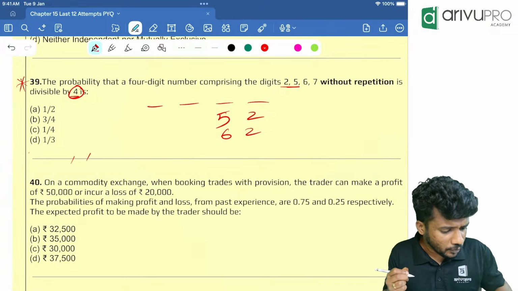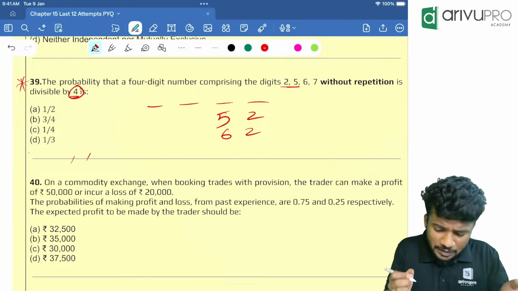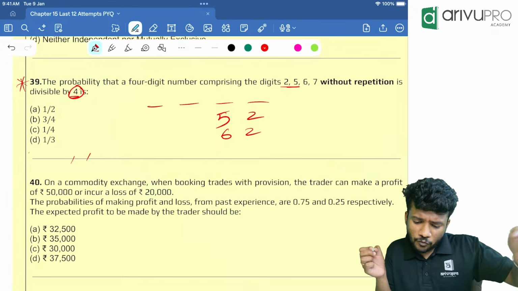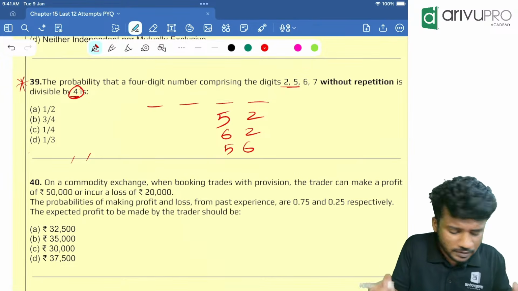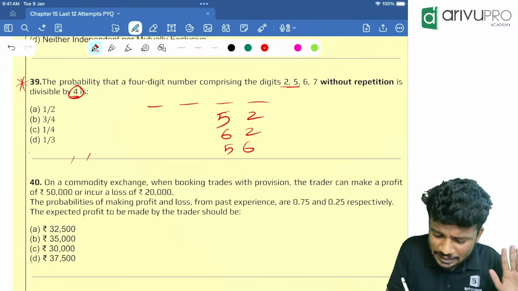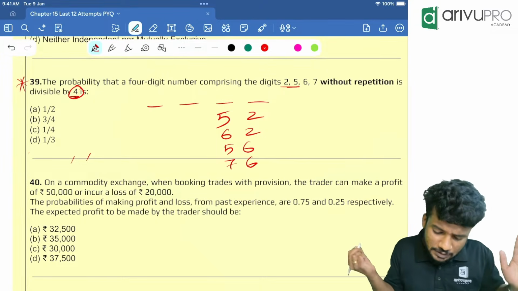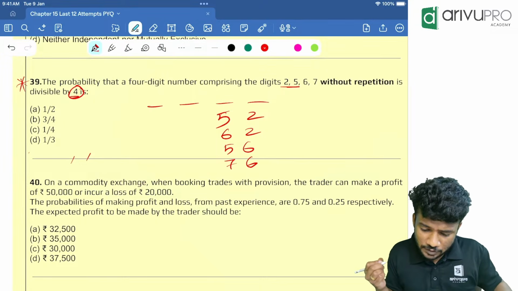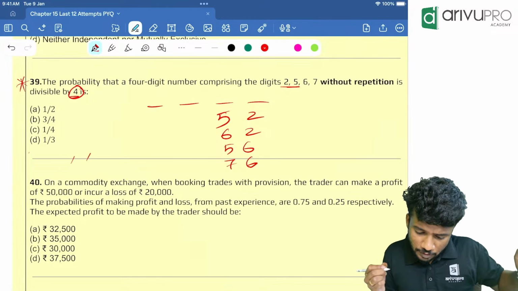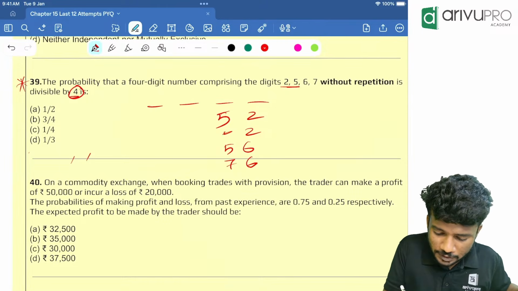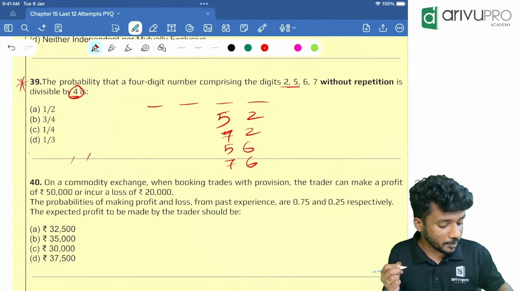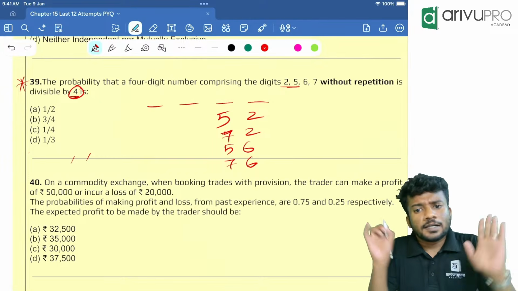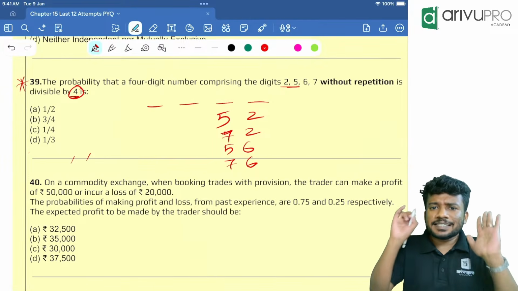62 divided by 4 gives 15 point something, but when we consider the entire 4-digit number, it will be divisible. Then 56 is divisible. Then 76. Correct? Yes, 76 is divisible. Then what did I mention? It should be 72, sorry, not 56. 72 divided by 4 is properly divisible. Yes, these are the things.